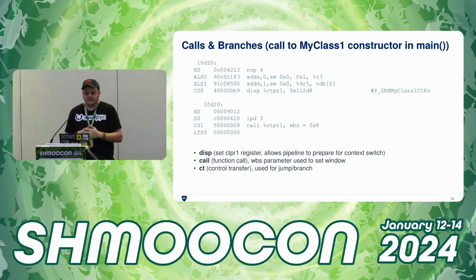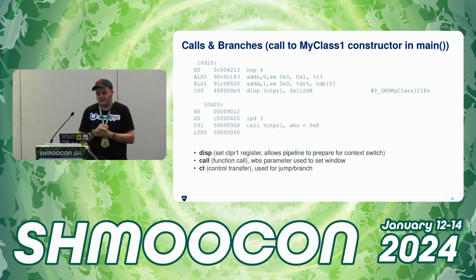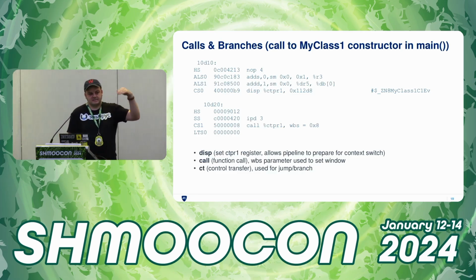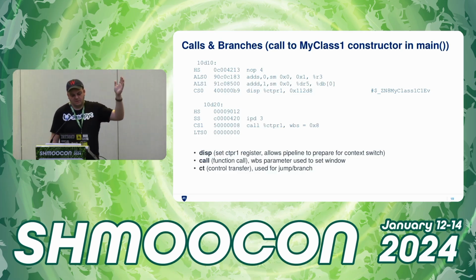Another interesting thing about calls and branches in Elbrus. I'm just showing you how the class 1 constructor is called here. Calls actually take place in two stages. On x86 and ARM, we just do a call, right? Call subroutine, away we go. On ARM, we do a branch and link to the subroutine, and we just go there.